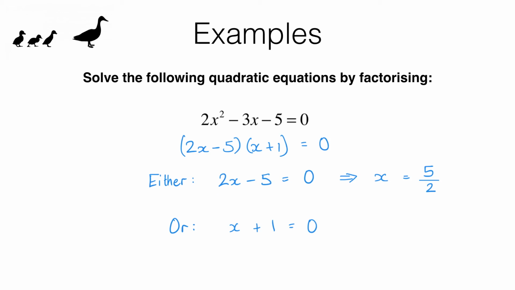And if x plus 1 equals 0, we can simply subtract 1 from each side of that equation to find that x equals negative 1. So this equation here has two solutions, 5 over 2 and negative 1. That means if you substituted either of these values for x into the equation, you would find the equation is satisfied.